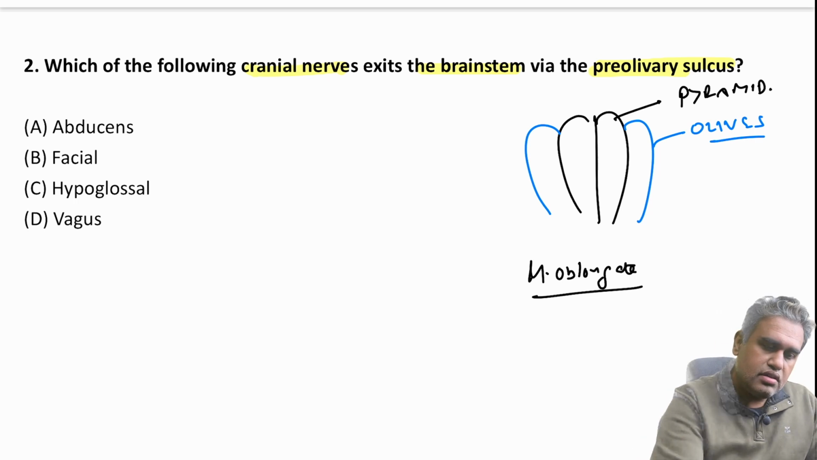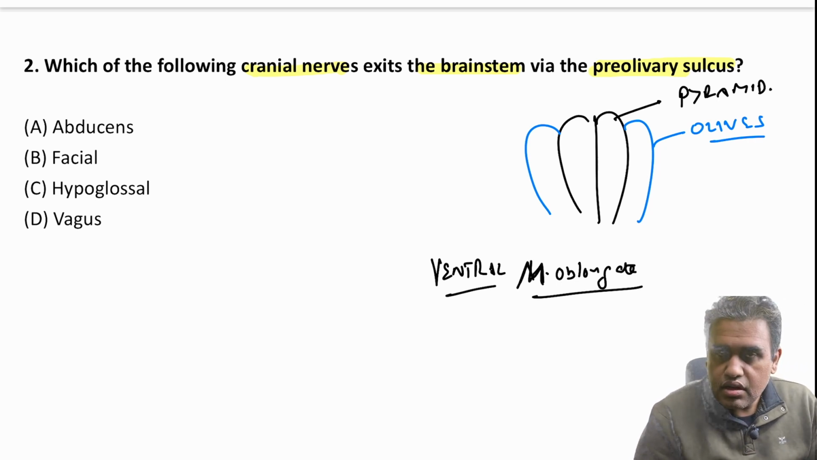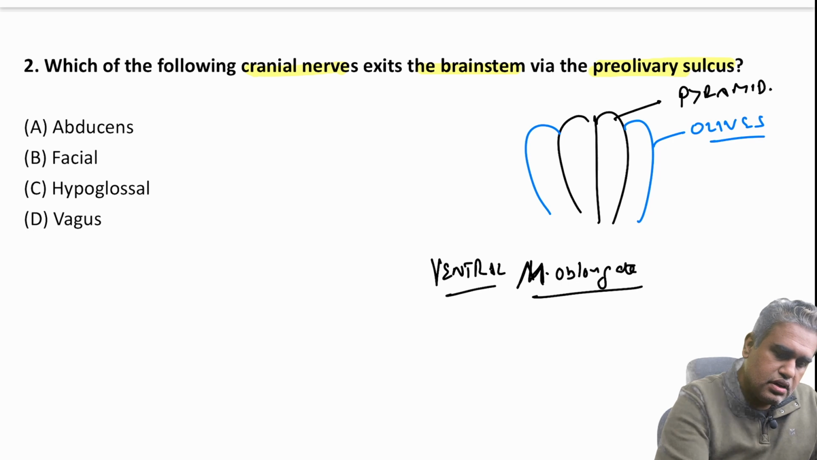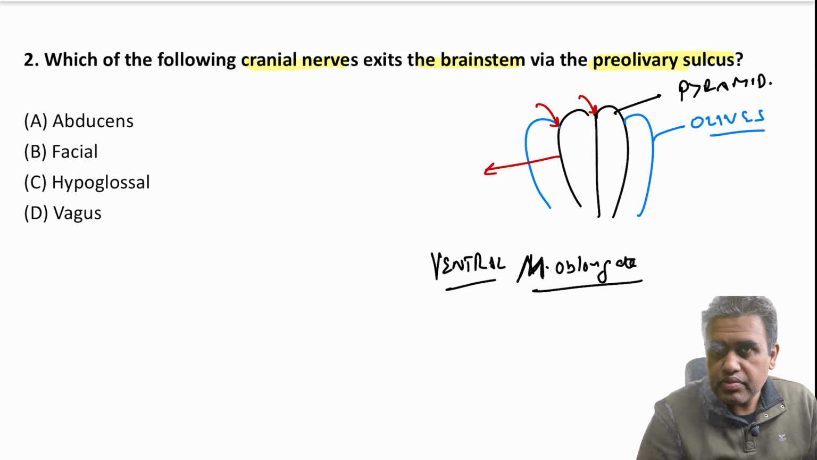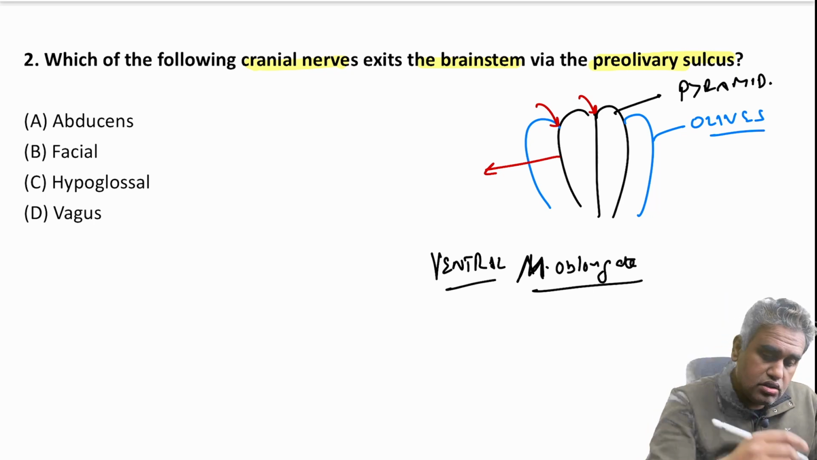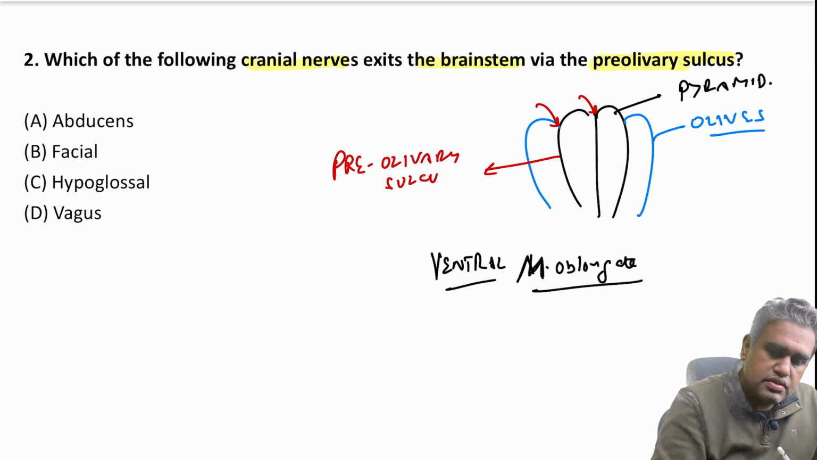What you are seeing is the anterior or ventral view of the medulla oblongata. This is M over here, medulla oblongata. So there are two sulci. If I put a couple of red arrows, one sulcus you are seeing over here, one over here. This one is the midline sulcus, while this sulcus is in front of the olive. So what should it be called? That is the pre-olivary sulcus.